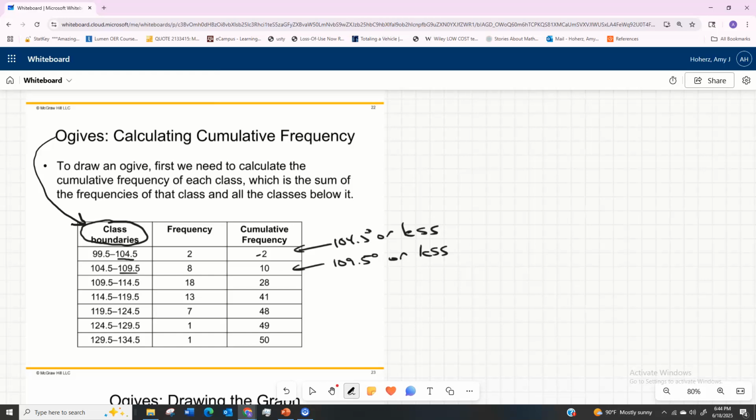In practice, you can take 2 plus 8 to get your 10. I'm not going to do that all the way down, but if you remember from section 2.1, that's how we did it. So then 10 plus 18 gets us 28, and that represents that there are 28 values that are 114.5 or less, 41 values, when I add in this 13, that are 119.5 or less, and so on. And so our very end one tells us that there are 50 values that are 134.5 or less.